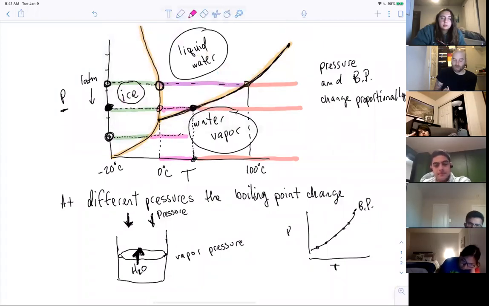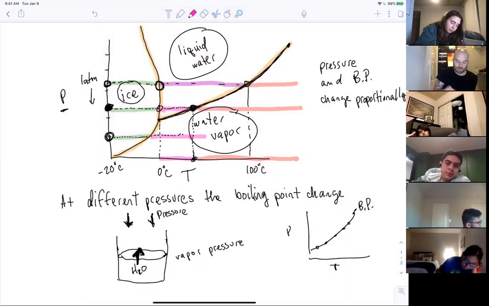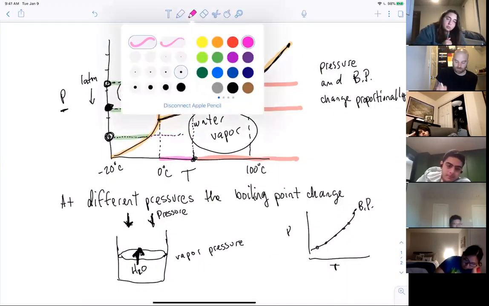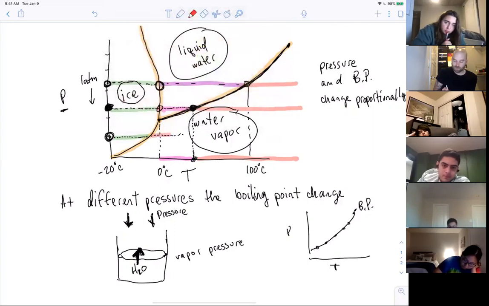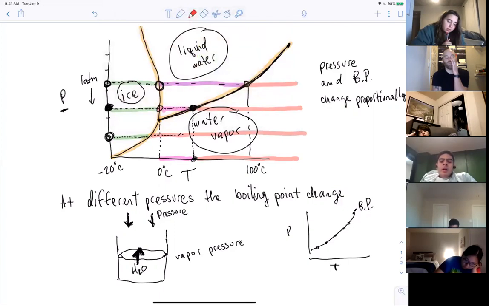But now I'm going directly to a gas. Oops, wait, that's not my color for gas. Should have used more different colors, but yeah, I'm going directly from a solid to gas. I'm skipping this liquid water phase. And so what we're seeing there is sublimation. Solid to gas without crossing liquid, exactly. So we're subliming, the solid is now subliming.